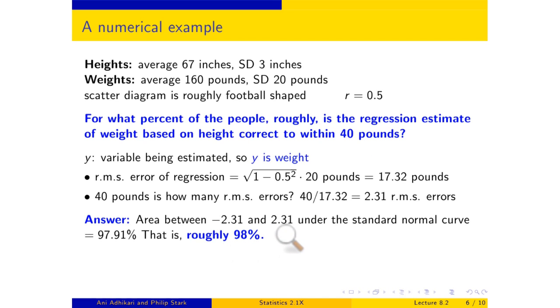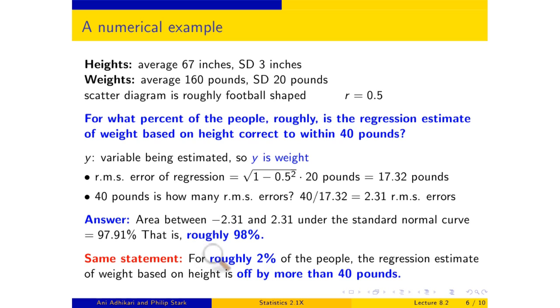What about those remaining poor 2%? Well, those are the people that are very far off the regression line. Those are the people for whom the error is more than 40 pounds. And so you can make precisely the same statement in a different way by saying for roughly 2% of the people, that is all those left over, the regression estimate is off by more than 40 pounds. Those are not different statements, they're exactly the same.